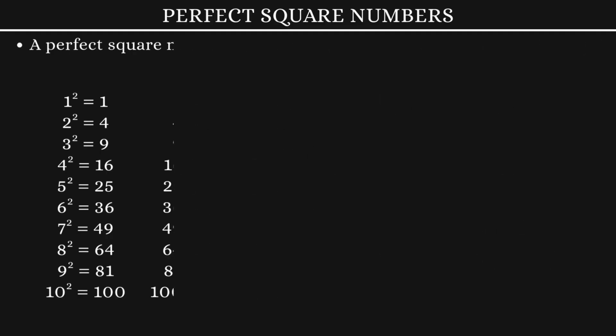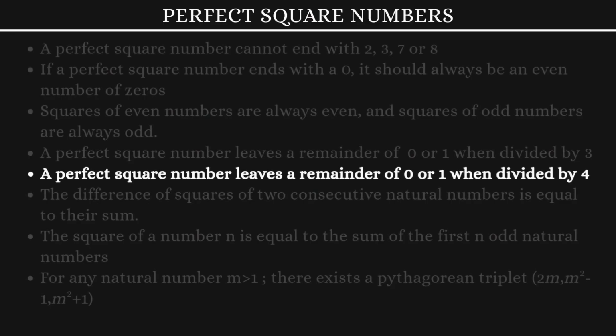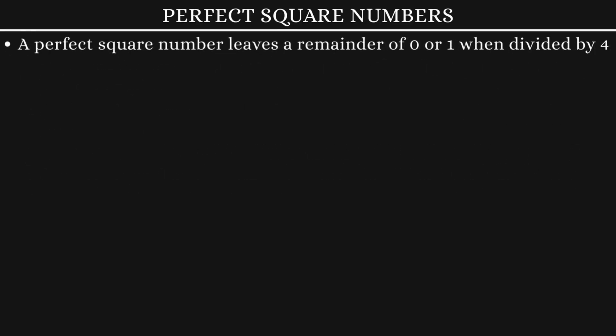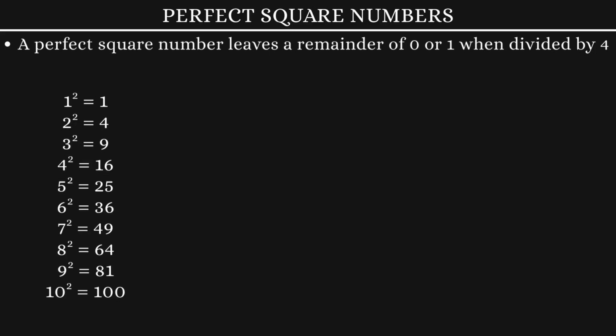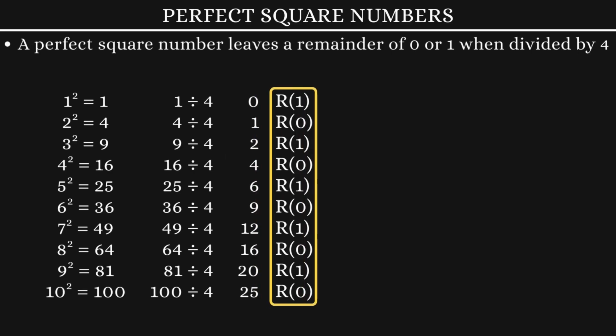The next property is quite similar. A perfect square number leaves a remainder of 0 or 1 when divided by 4 as well. To check this, let's take the first set of perfect square numbers. On dividing by 4, we get these quotients and remainders. A remainder of either 1 or 0. You can also see that the remainders alternate between 0 and 1.